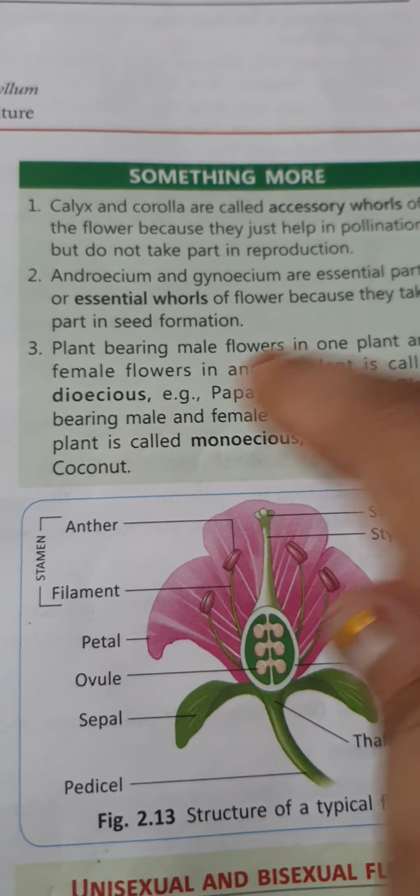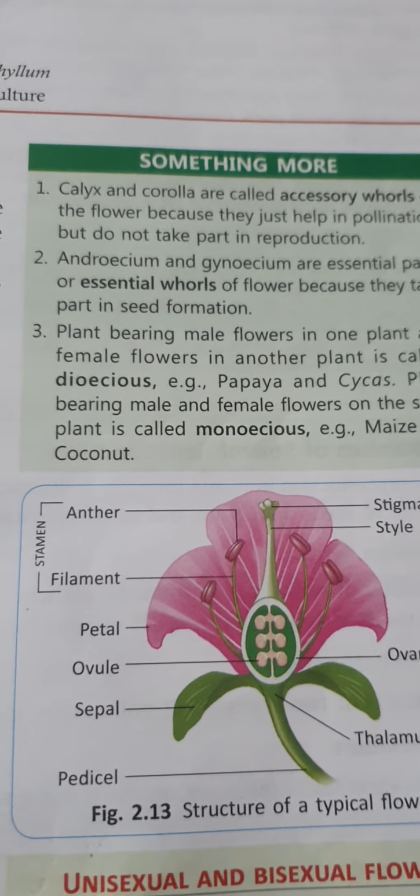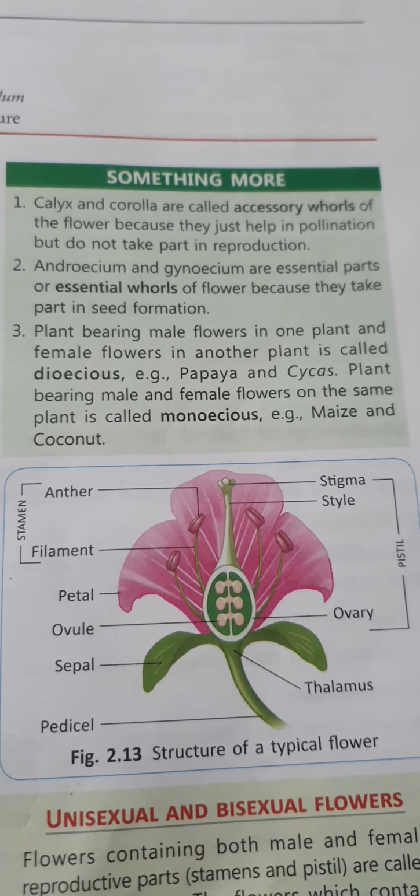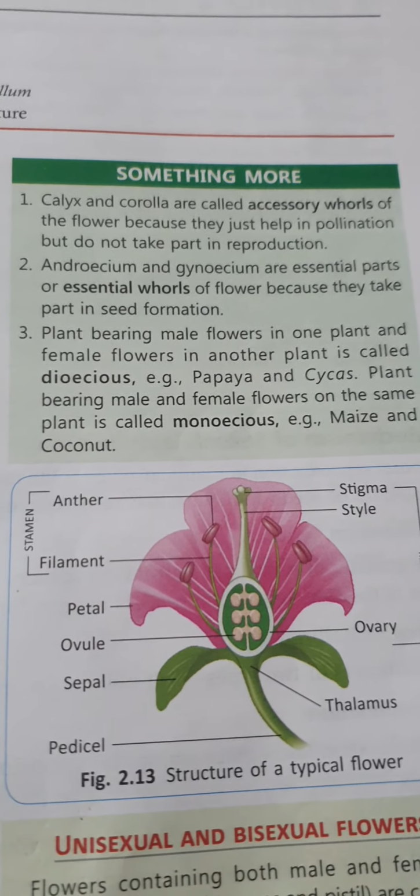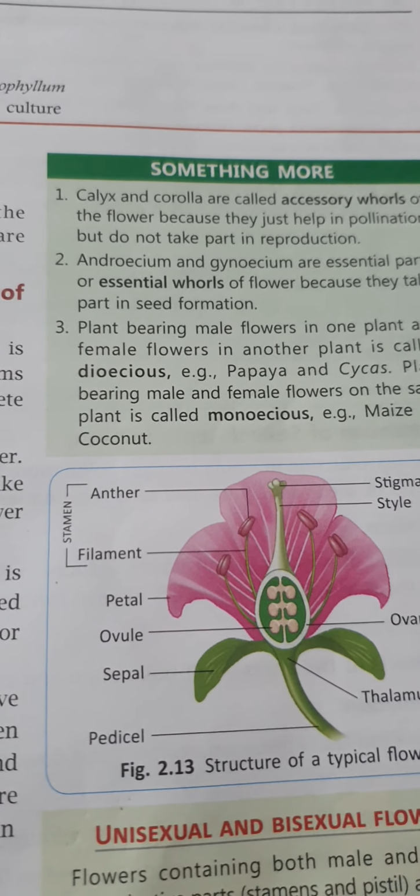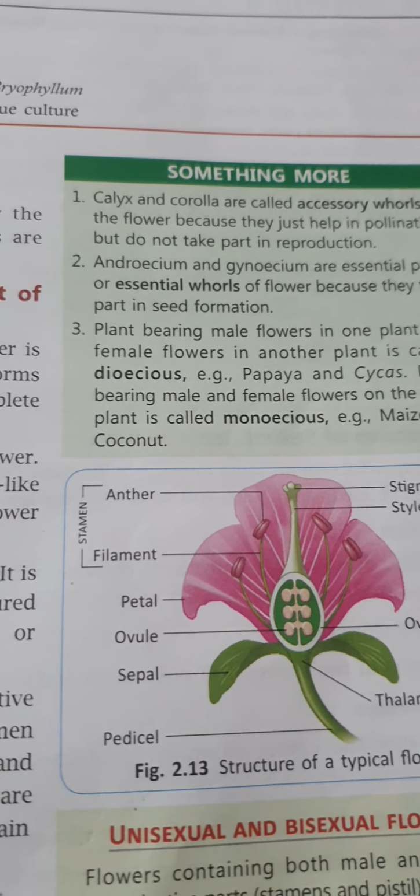Something more that we can understand: calyx and corolla are called accessory whorls of the flower because they just help in pollination but do not take part in reproduction.